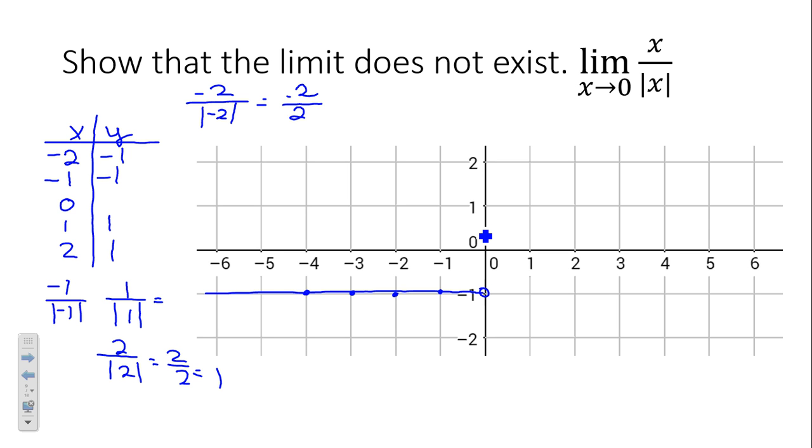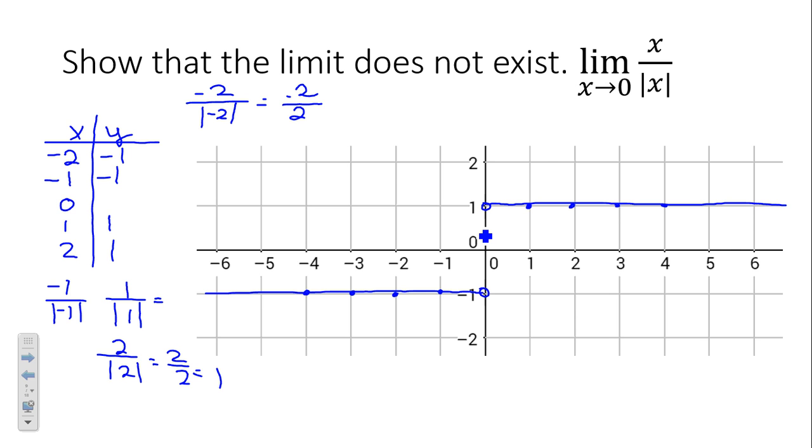But then what happens on the right-hand side? At 1, we're at 1, aren't we? At 2, we're at 1. At 3, we're at 1. At 4, we're at 1. So from the right, it's a +1. From the left, it's a -1. So does this limit exist? No, because they're approaching different numbers from the left and the right. Make sense?